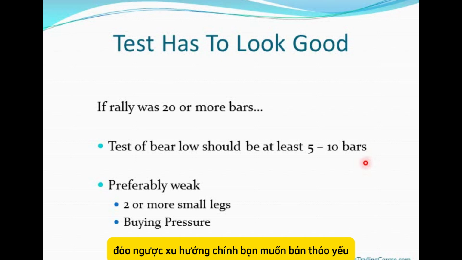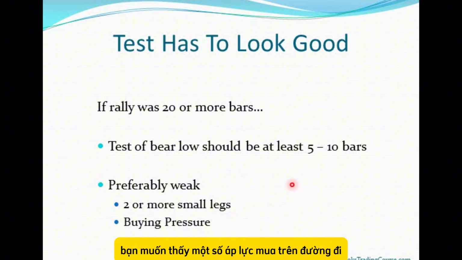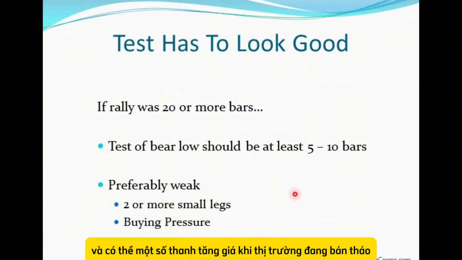major trend reversal. You want the sell-off to be weak. Okay, you don't want a series of very big bear trend bars. You'd like it to be 2 or more legs, and you'd like to see some buying pressure along the way, like tails at the bottom of bars and maybe some bull bars as the market is selling off.